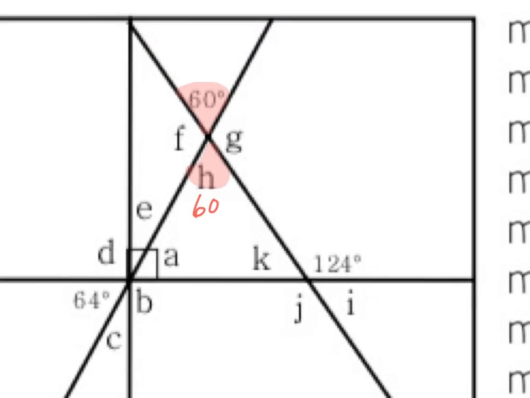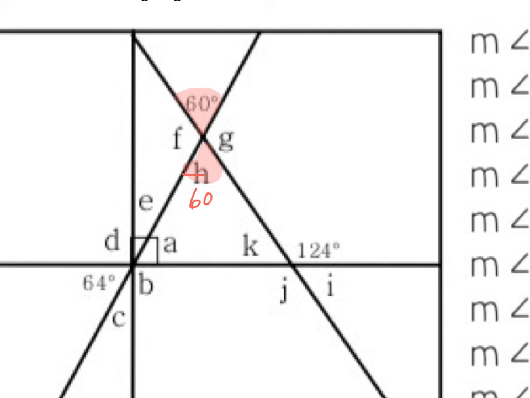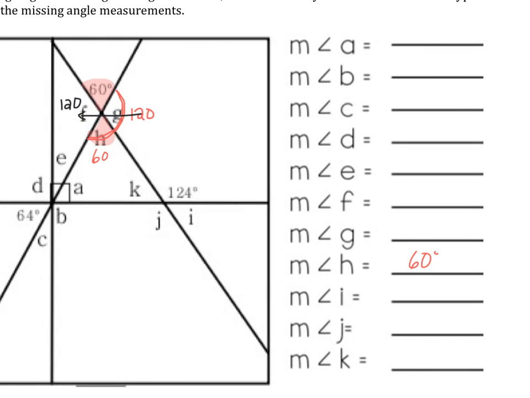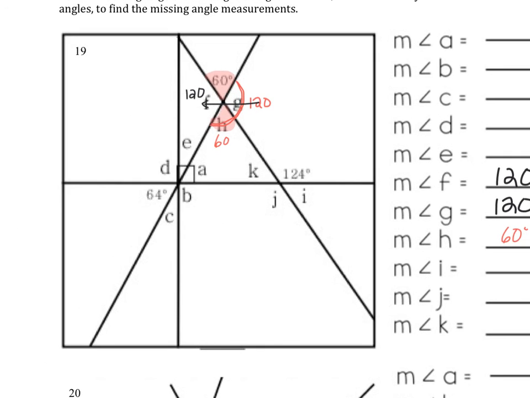All right, now if this is 60, then G and H have to equal 180. So 180 minus 60 is going to equal 120. And if this is 120, then directly across from it is also going to be 120. So G and F are 120. Okay, so those ones are done.